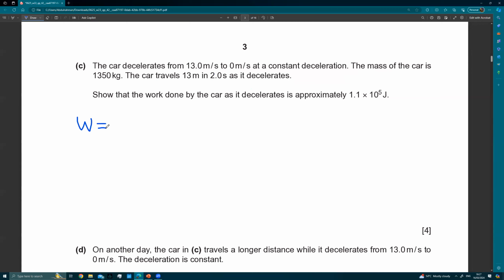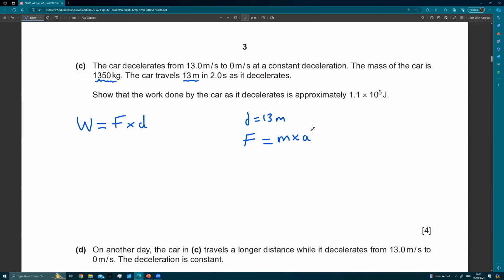Remember, work done is the energy transferred, but when it's giving you the distance, you want to use force times distance. Okay, we know the distance is 13 meters. It travels 13 meters, so we can say D is equal to 13 meters. Now the question is, what is the force? Well, there's several equations for force, and the relevant one here will be mass times acceleration, because it's giving you the mass, and it's also allowed you to work out acceleration. So we're going to say that the force in this case is mass times acceleration.